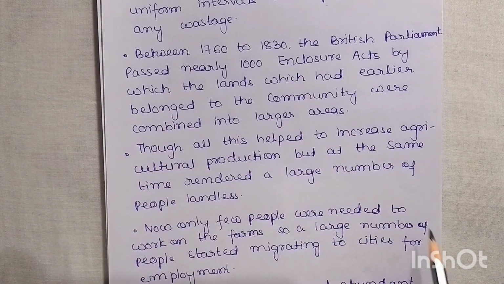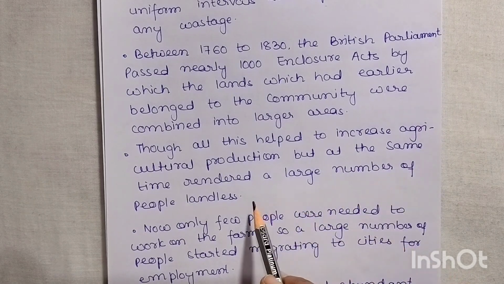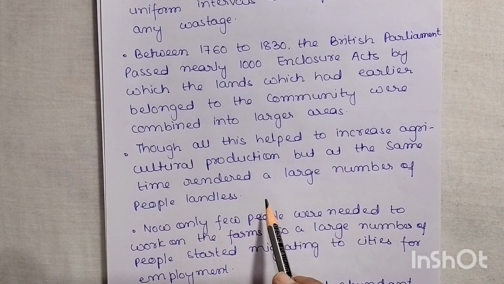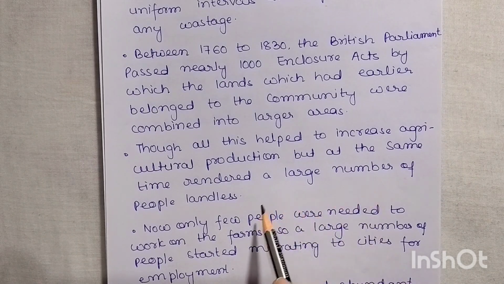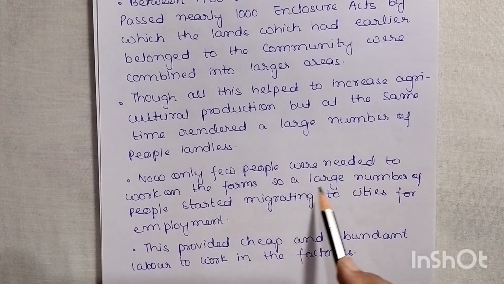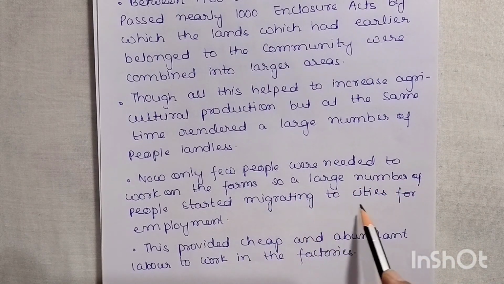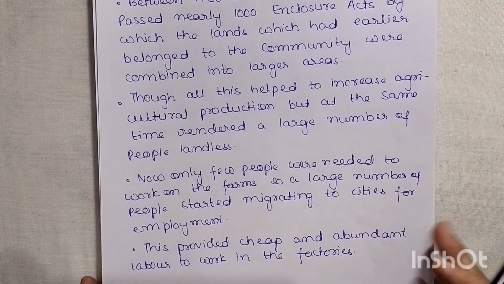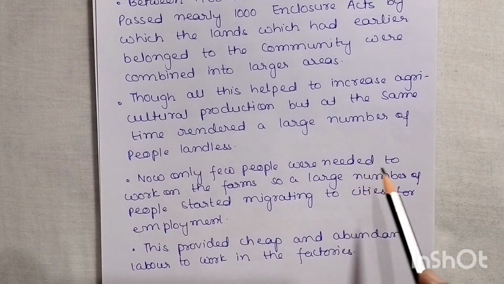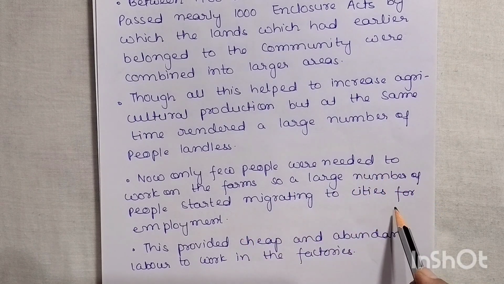Though all this helped to increase agricultural production, at the same time it rendered a large number of people landless. Since their land was taken up by the British Parliament, by the government, people became landless. Now they don't have their own personal land. Only a few people were needed to work on the farm, so a large number of people started migrating to cities for employment.